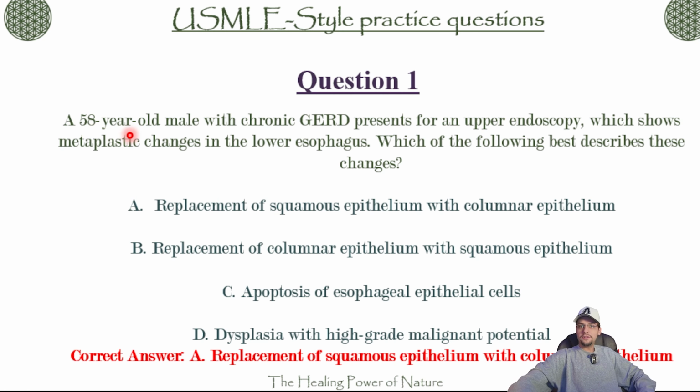All right. So a 58-year-old male with chronic GERD presents for an upper endoscopy, which shows metaplastic changes in the lower esophagus. Which of the following best describe these changes? Okay. Answer A, replacement of squamous epithelium with columnar epithelium. Why is it not B? This occurs in the reverse scenario, such as chronic irritation in the cervix. Okay. Why not C? C, apoptosis reduces cell numbers but does not explain metaplasia. Okay. Why not D? Dysplasia often occurs after metaplasia and represents a higher grade lesion.